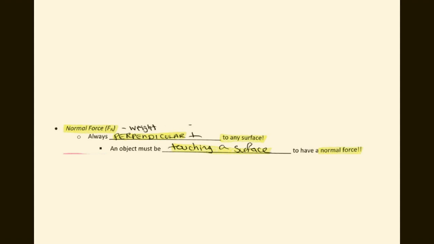So basic overview, remember that the only way you're going to read an object's weight is if it's on a balance or a scale. And the only way that's going to work is if it's making contact with that surface of a scale or balance. So normal force, the weight is always perpendicular to the surface and touching the surface. It must touch the surface to be there.